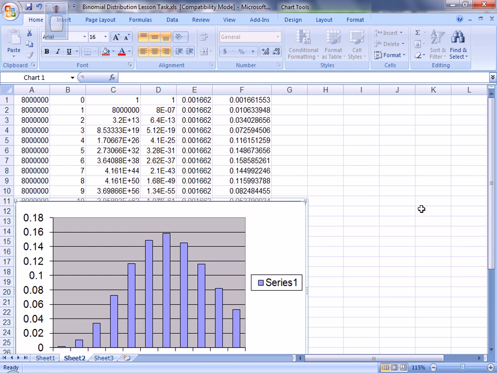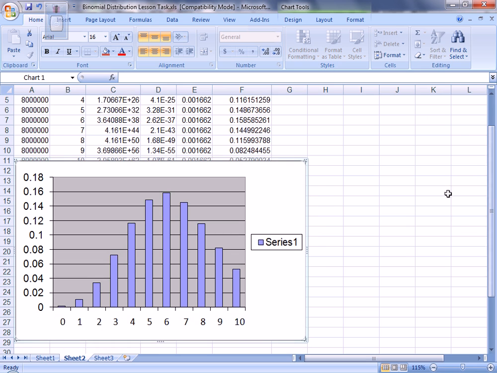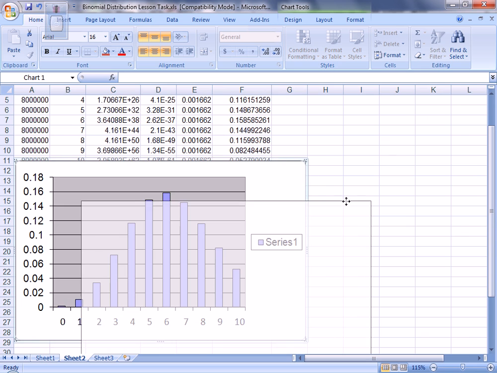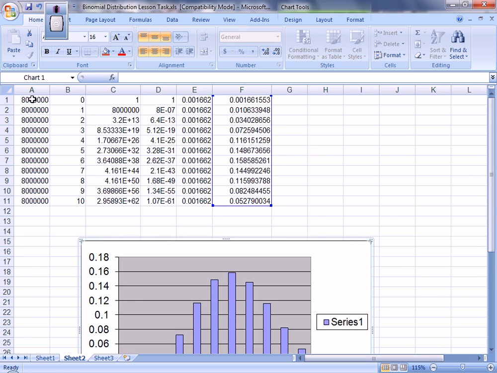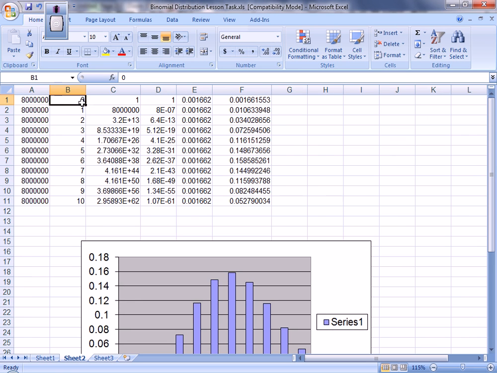Okay, so here's the graph that goes with the back of the page. And here's your probability distribution that goes with the back of the page. So what I did was, I said, okay, it's out of 8 million. And then combinations of that, choose that, times the probability of success to the number of successes, the probability of failures to the number of failures, and then did the product of all those. And that's how I got my distribution.